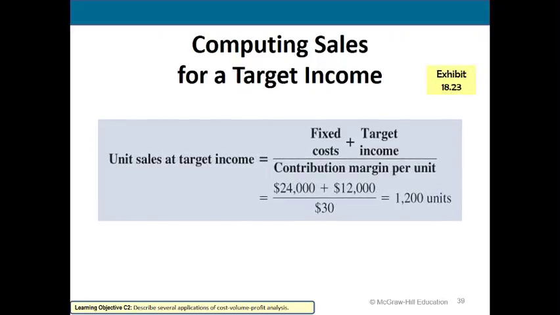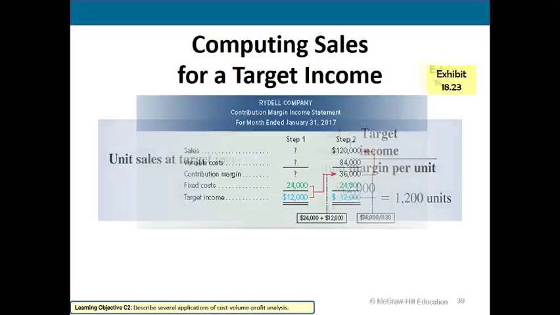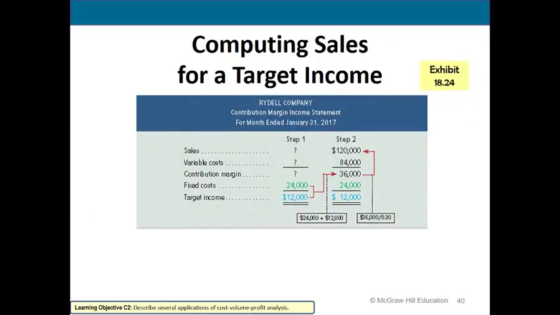You can figure out the number of units simply by taking the same fixed cost plus target income and dividing into your contribution margin per unit, in this case $30. And so unit sales at target income is 1,200 units. So this just shows you what we just completed.